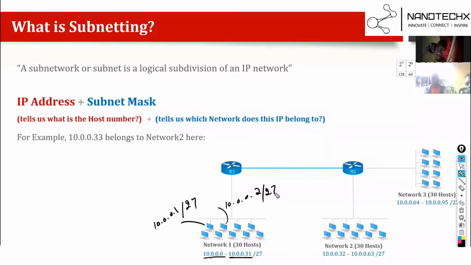Then the third one will be .3, .4, .5 until it will go to .30. Here it is showing 5, it is just for symbolic presentation, but totally they are 30 hosts. So total 30.